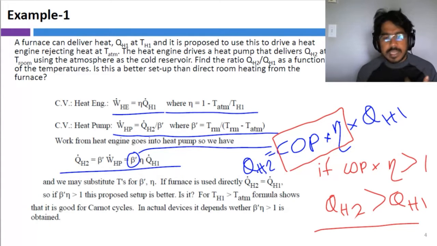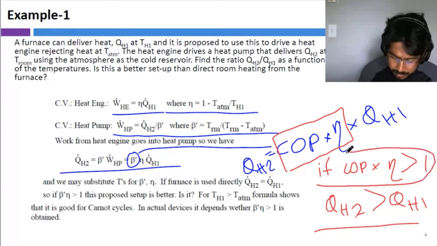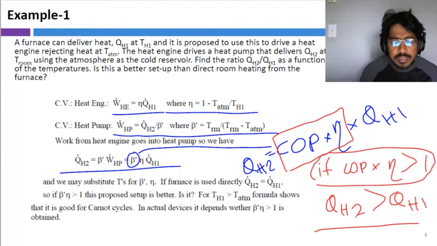Basically, if we just use the furnace, assuming 100% efficiency, the maximum amount of energy that we can receive at the house is going to be QH1. But using our system, the heat received at the house is going to be QH2, which is greater than QH1, if COP into thermal efficiency is greater than 1. So you assess this parameter, and if this component is greater than 1, then definitely we are going to use this system, right? Any questions so far?